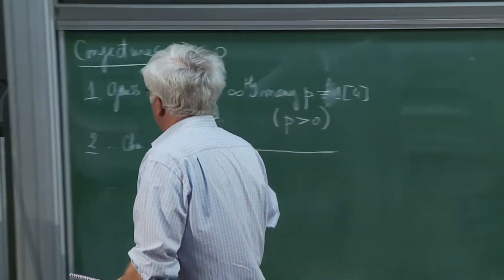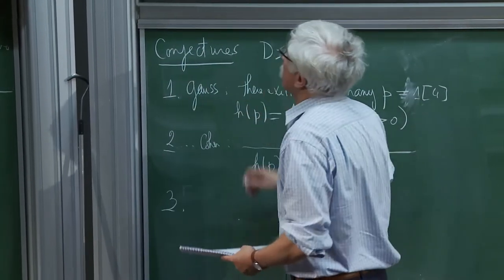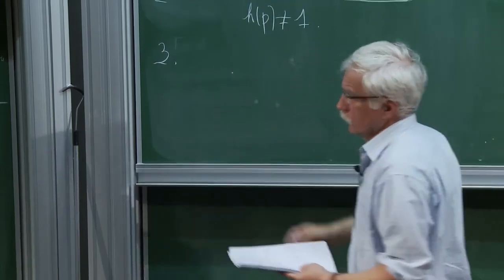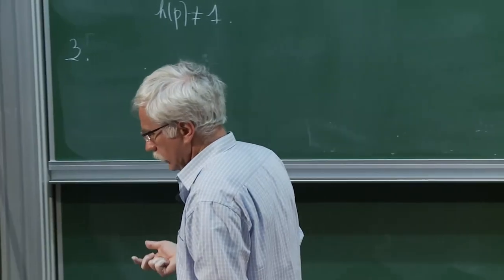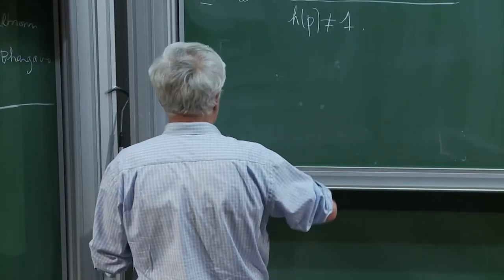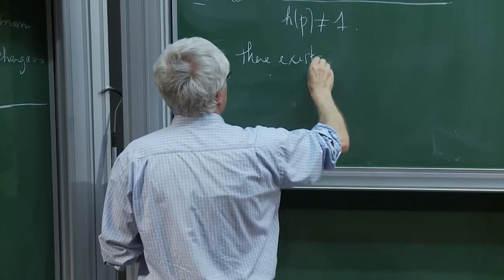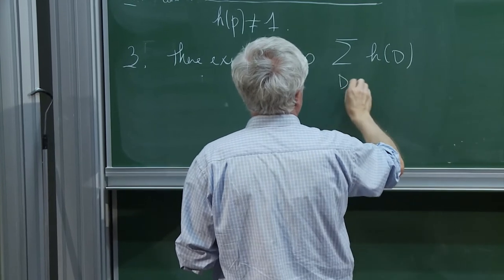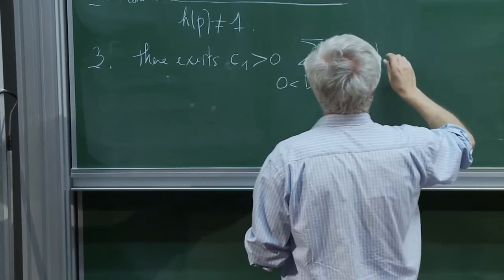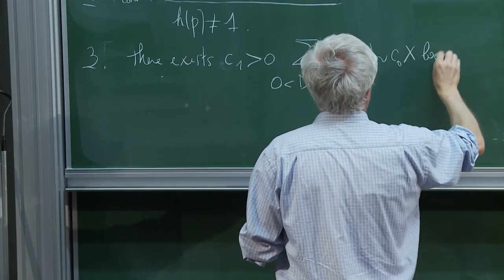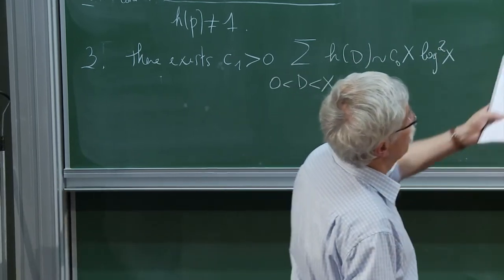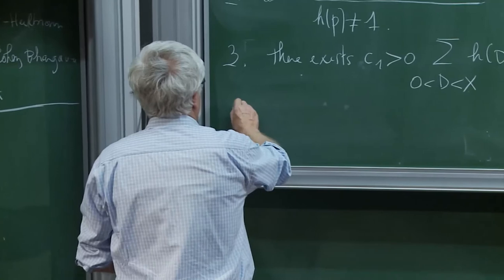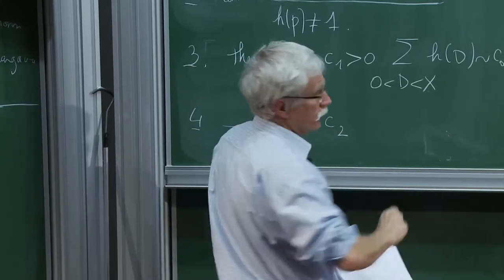A third one, of course, was implicitly in the brain of a lot of people. Just at the same moment, three people, a chronological coincidence, Sarnak, Cooley, and Cohen, wrote these two conjectures. So there exists C1 strictly positive such that when you sum the class number between 0 and x, it is asymptotic to some C naught x log square x. So you see, I was speaking to you of marriage, and now I speak of divorce here. So I make comments. There exists C2.